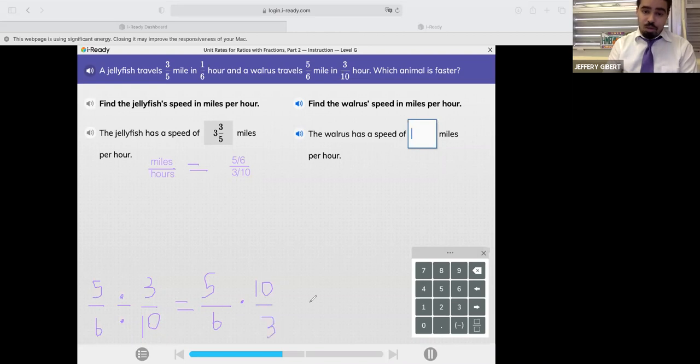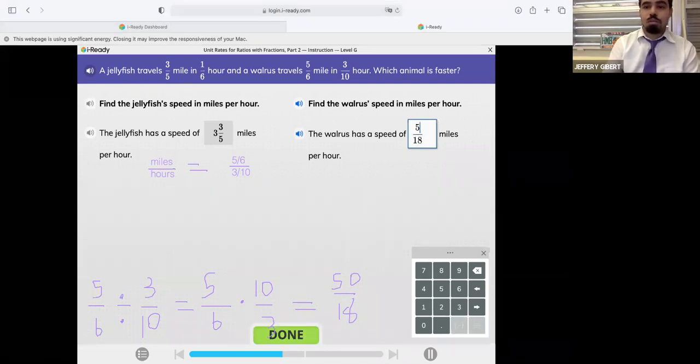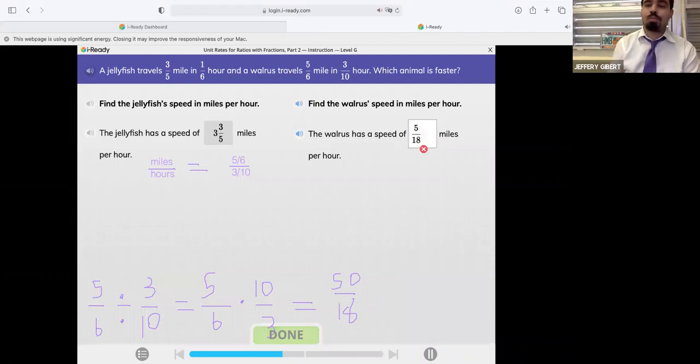And then what do you get when you multiply this out? 50. All right. 50 over what? 18. All right. So one last part to this question. The complex fraction 5/6 over 3/10 represents the walrus's speed. Use division to simplify the fraction.